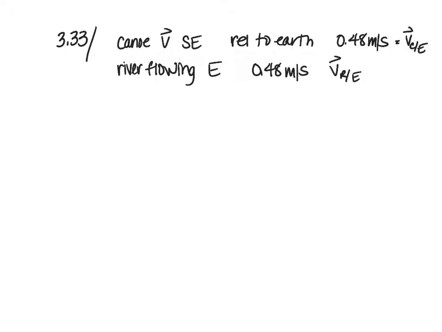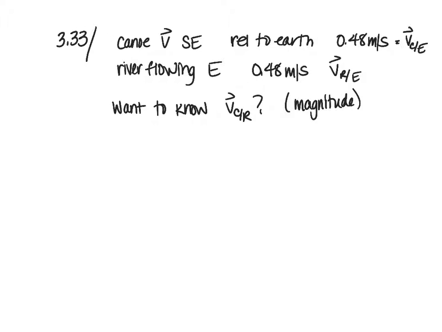And we want to know the velocity of the canoe with respect to the river. Actually, we want to know the magnitude. So the idea here is that this is the motion of the canoe in the moving frame of reference. Like, the river is my moving frame of reference. And so this is the speed of the canoe in the river.